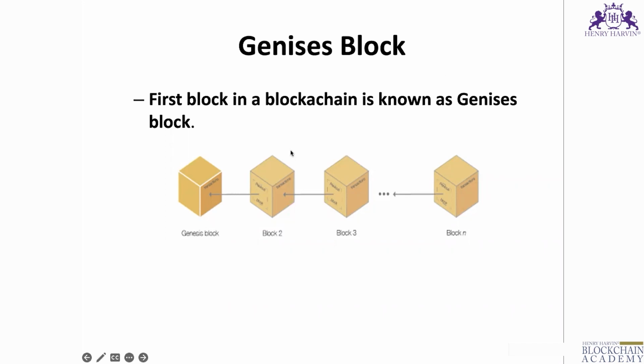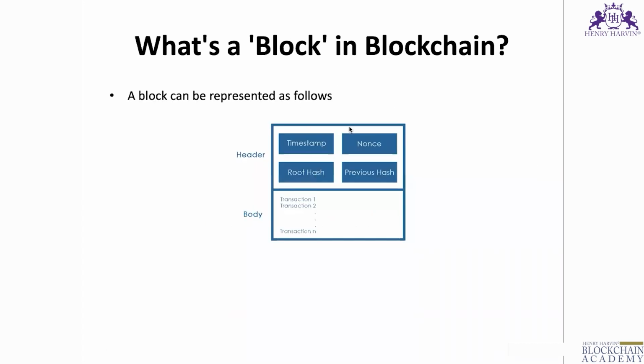Every block has some data, some transactions, and there is a header portion. At what time it was created, the timestamp is there, root hash is there, nonce value is there, previous hash is there. After 10 minutes, block number 3 is created with some transactions. The transactions will be there in the block, as well as some information regarding the block: the timestamp, root hash, previous hash, and a nonce value. This is the structure of each and every block. And the first block is called the Genesis block.